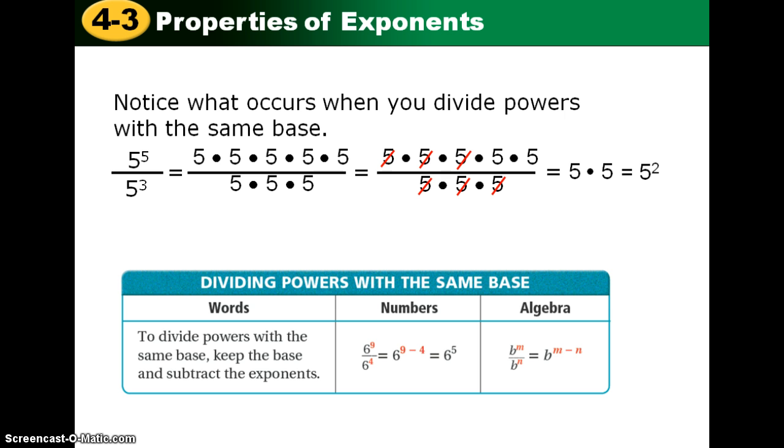If I have 5 to the 5th divided by 5 to the 3rd, the expanded version would be 5 times 5 times 5 times 5 times 5 over 5 times 5 times 5. We can cancel out 3 of those, which leaves us with 5 to the 2nd power in the numerator. So by subtracting the exponents, we're really canceling out.